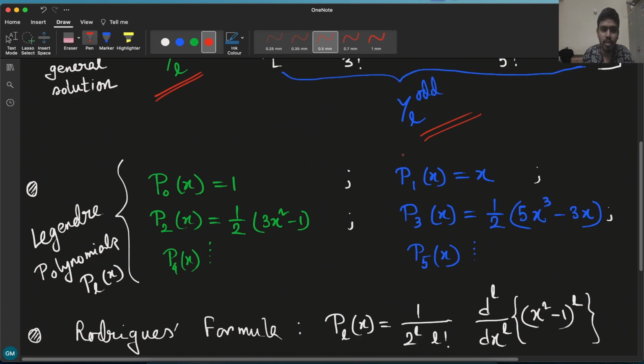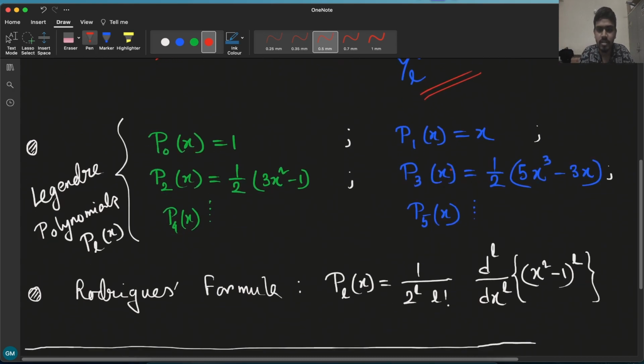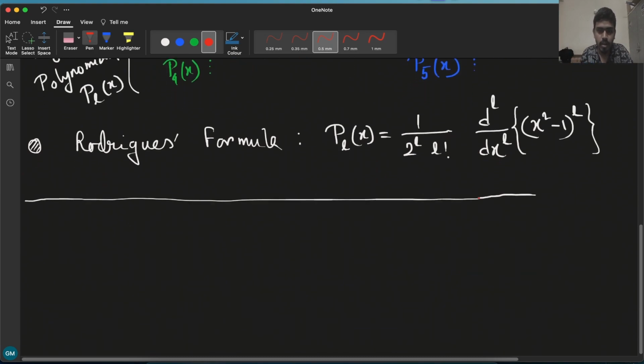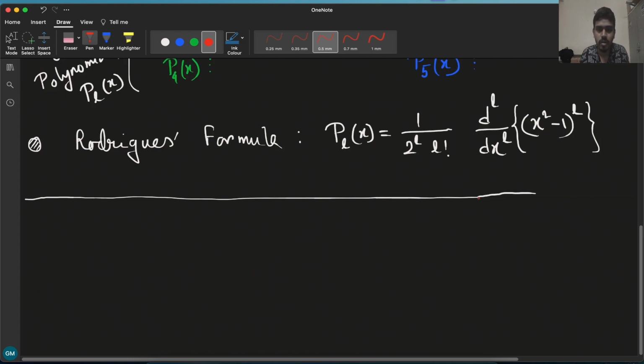So P0(x), P1(x), P2(x), these are all the polynomial solutions of the Legendre differential equation, and these polynomials we call Legendre polynomials or Legendre functions of the first kind. Then I showed that the same polynomials can also be derived from Rodrigues formula. Today I will show another method by which we can generate these Legendre polynomials. The method is called the method of generating function.